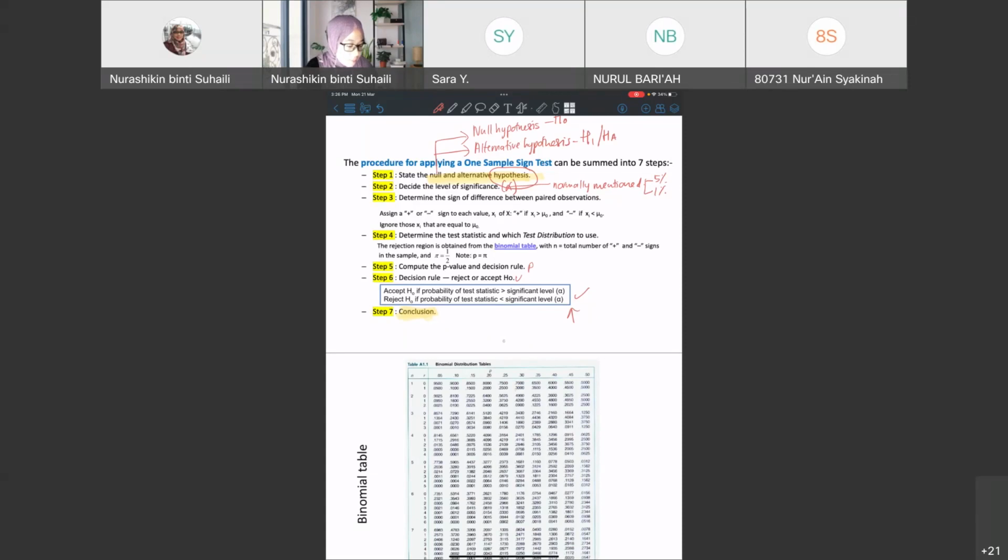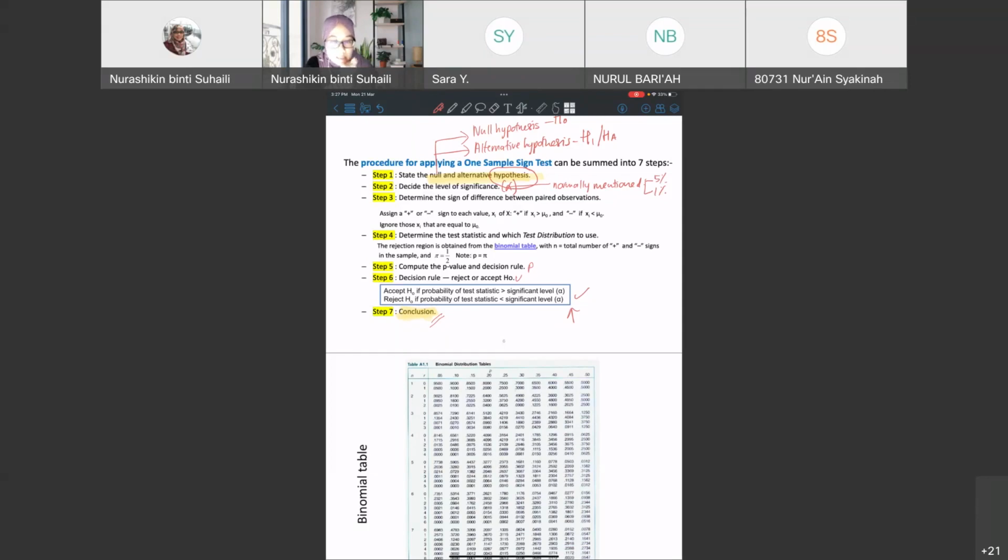Okay, so after you make the decision, accept null or reject null, the final step is to make a conclusion. So what is the difference between decision and conclusion? Conclusion you have to state in specific. Maknanya, of course when you set the hypothesis, it must be based on a certain scenario that you are analyzing. So in the conclusion, you must state it specifically. I will show it later.